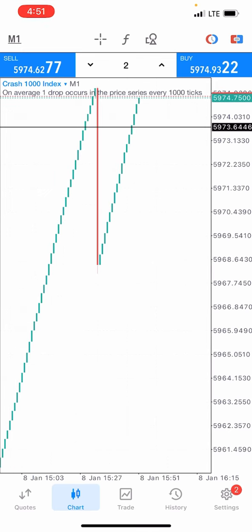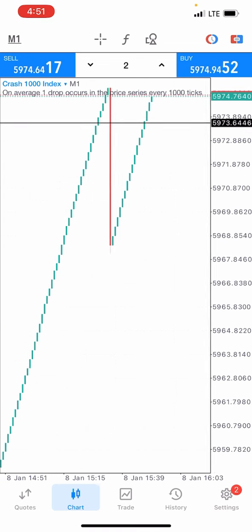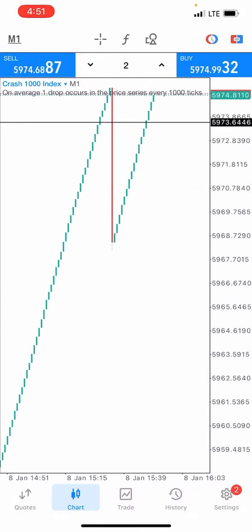I want to show you guys this strategy I've been using most times to trade when I feel a bit lazy to analyze the market. The strategy for Boom and Crash, to scalp Boom and Crash.